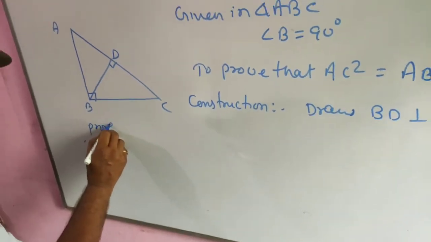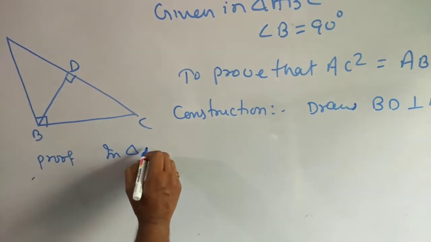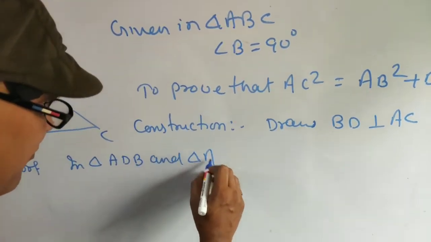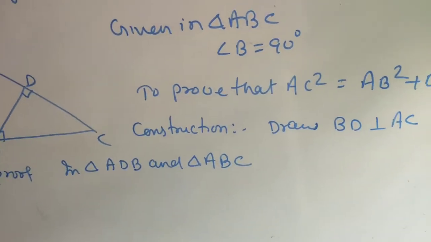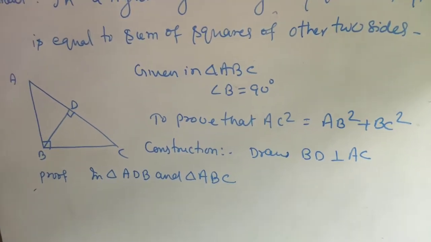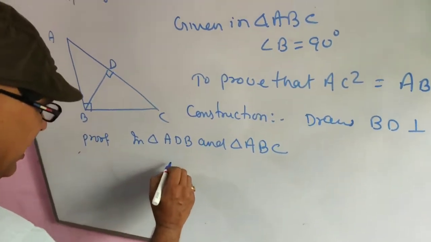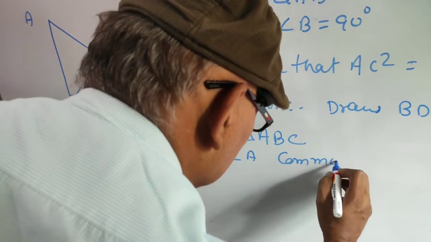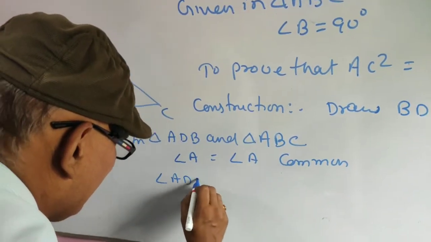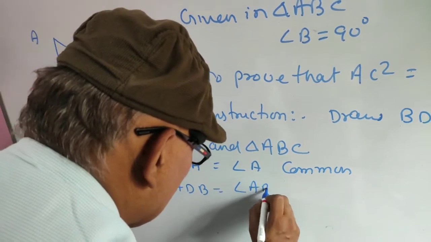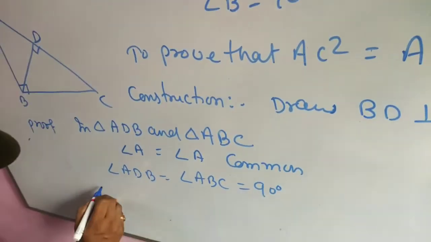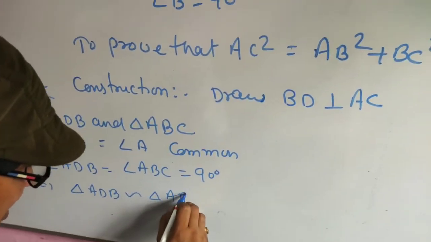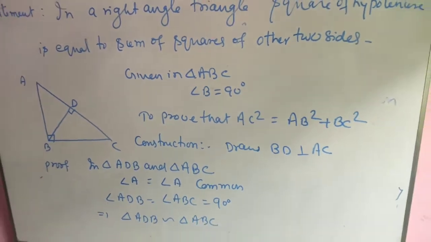Proof. In triangle ADB and triangle ABC, we use similarity here. So angle A is equal to angle A, common. Angle ADB is equal to angle ABC, each is equal to 90 degrees, which implies triangle ADB is similar to triangle ABC by AA similarity.